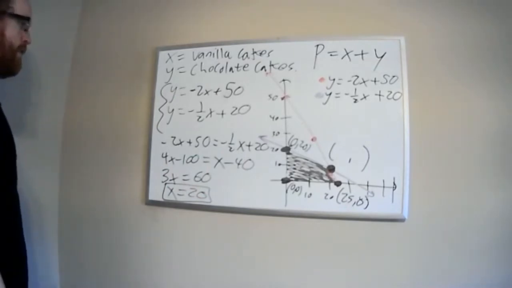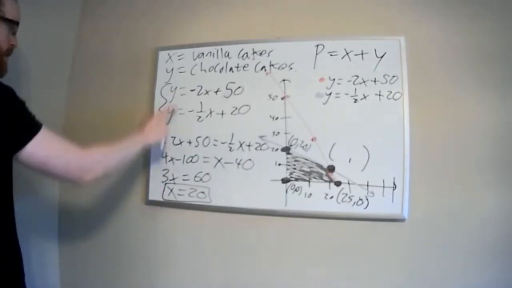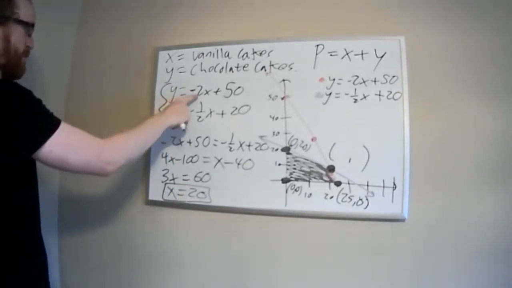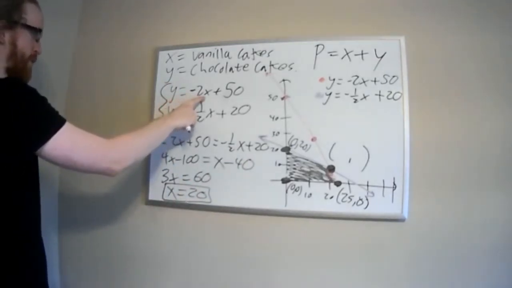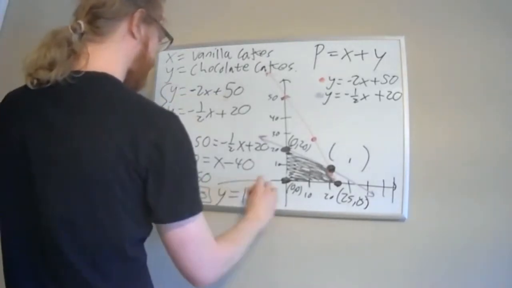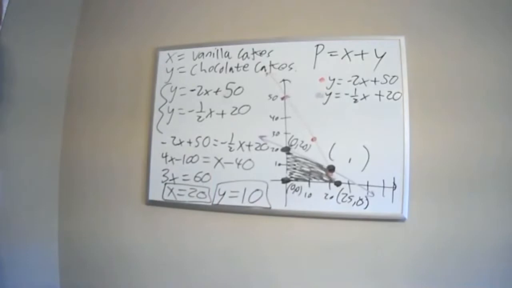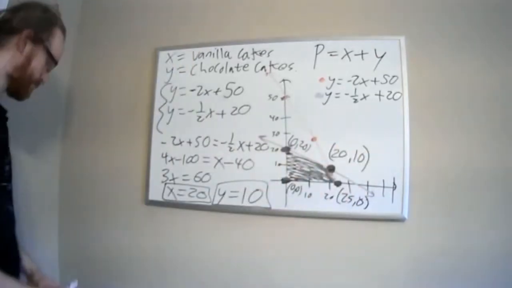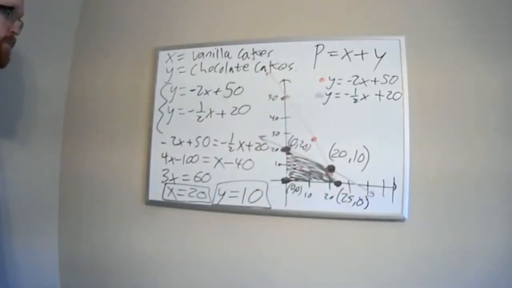So x is 20. How do I find y? Well, I just plug x back into one of these equations. If I plug 20 for x, that's y equals negative 2 times 20 is negative 40, plus 50 is 10. So it looks like y is 10. Y is 10. So the coordinates of this point are 20 and 10. Okay. So this is good. We now found all the corner points.